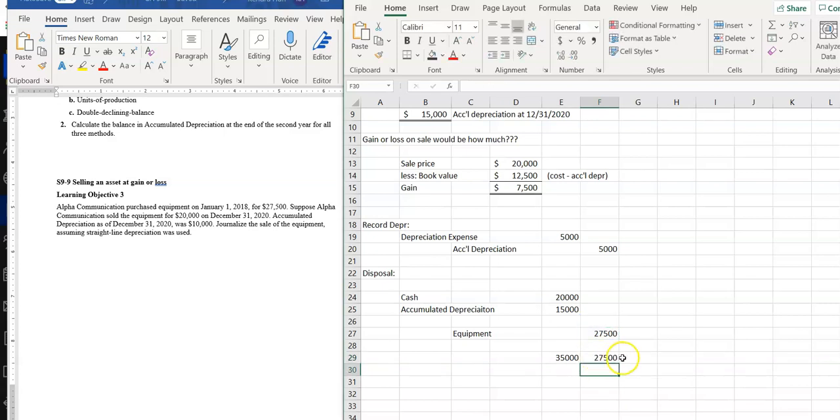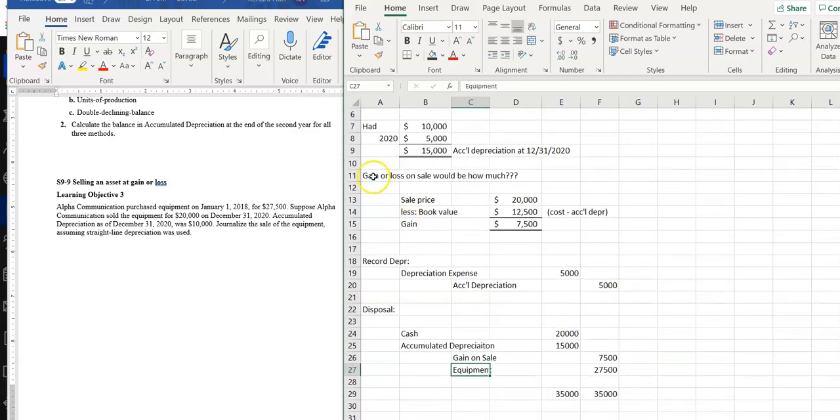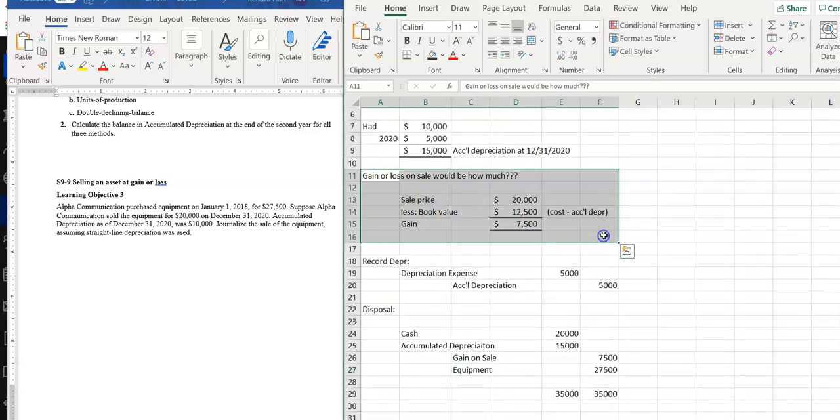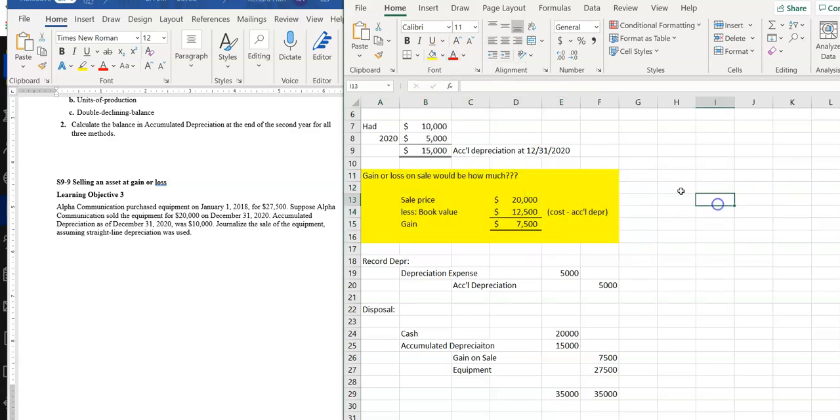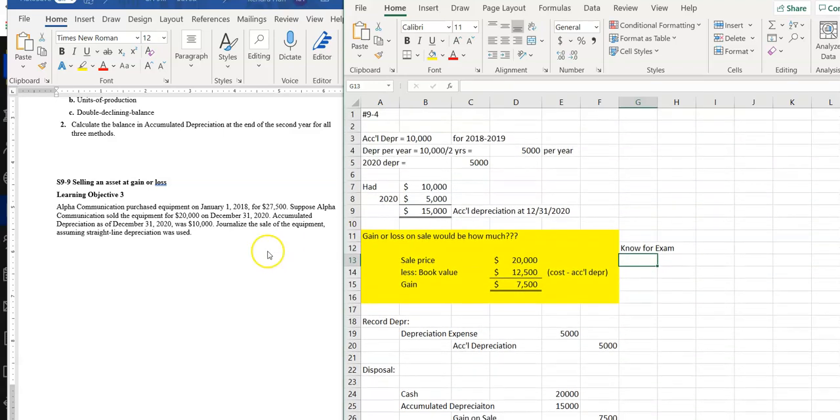I only have 27.5 right here now. And if you remember, I had this gain of 7,500. Gains are like revenue, so they're a credit, and that makes it balance out. Okay, but remember, on a test, this is what you need to be responsible for. Okay, I'm going to go ahead and do the next one too.